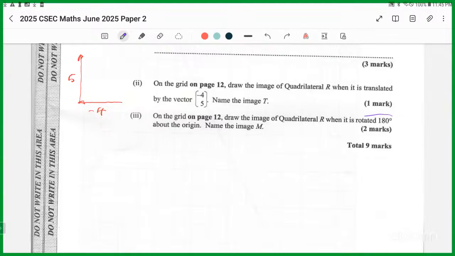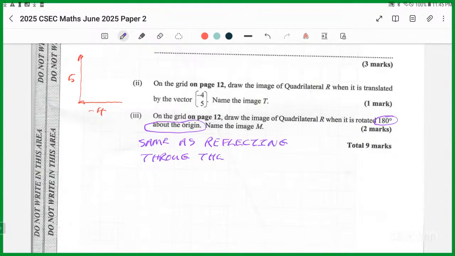Next part says, on the grid again, draw the image of the quadrilateral R after it is rotated 180 degrees about the origin. Remember, 180 degrees about the origin is the same as reflecting through the origin. Rather than try to rotate, just reflect through. So you treat the origin like a mirror.